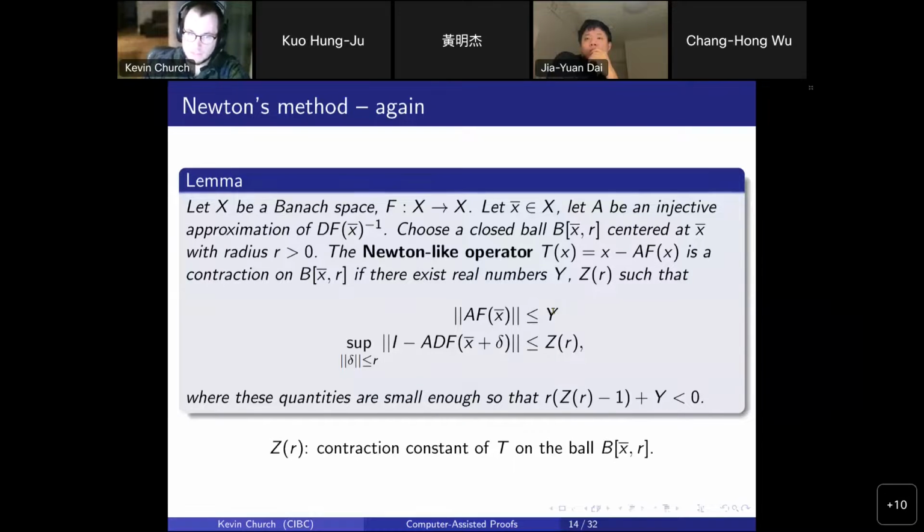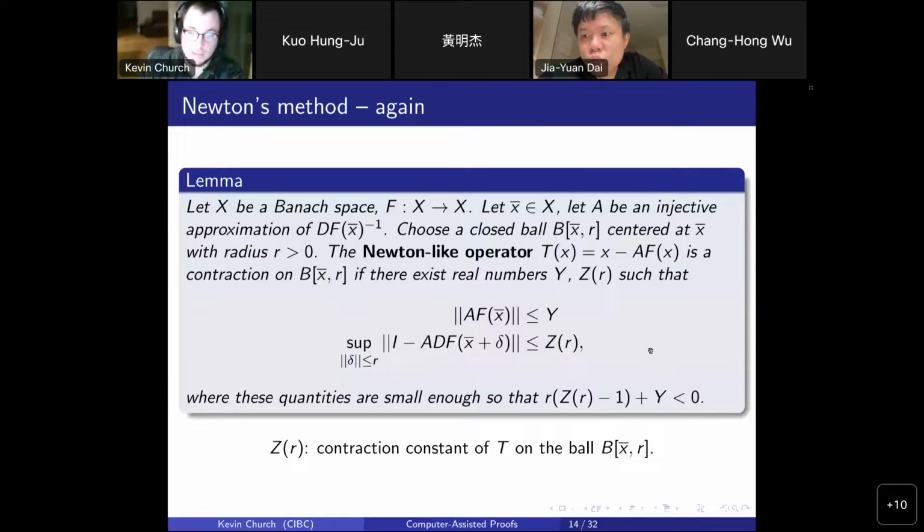The second thing is that we have this bound Z(r), which is probably the more confusing part of this particular version of Newton's method. The idea is that a priori we posit that the Newton operator is going to be a contraction on some set. In this case, it's a closed ball centered at our approximate zero x bar with radius r. And it turns out that, just because of how this operator T is constructed, this bound Z is essentially a contraction constant on the ball. We'll get to how this actually works out in the computer later on with a specific example.